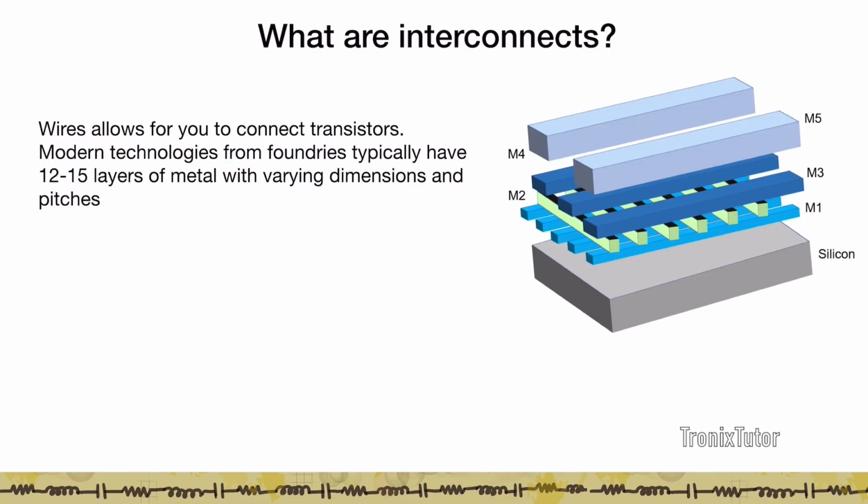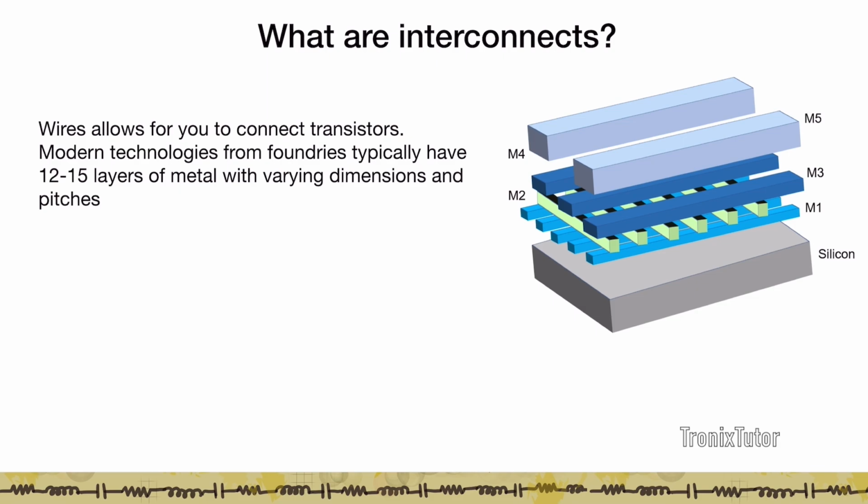So here's a cross-section of what a typical metal stack looks like. Wires allow you to connect transistors. And if you look at modern technologies, we typically have between 12 to 15 layers of metal available for creating interconnections. Typically the lower level metals are allowed to run only in a particular direction, because these are very tightly packed layers and lithography and etching constraints will not allow you to have jogs, etc.